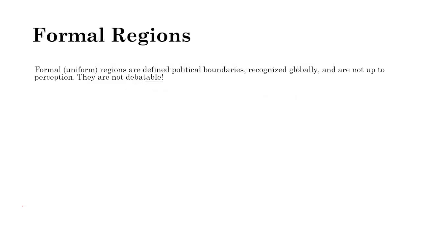So let's look at the three types of regions. The first type is a formal region. These are the ones that are not up to debate. They're based on defined political boundaries. They are recognized globally, and they will not vary from person to person. They're typically formed by some legal document like a treaty, oftentimes drawn up after a war, because historically how you got land was through war or conquering it.